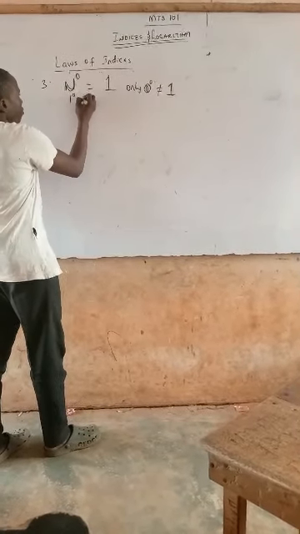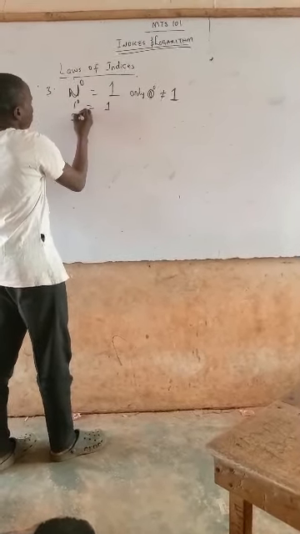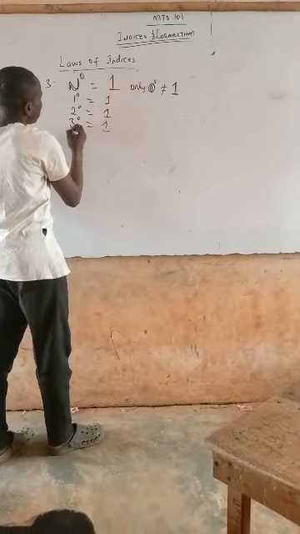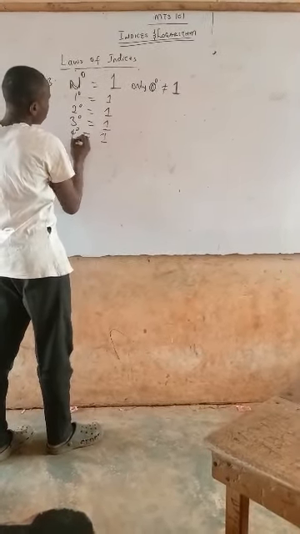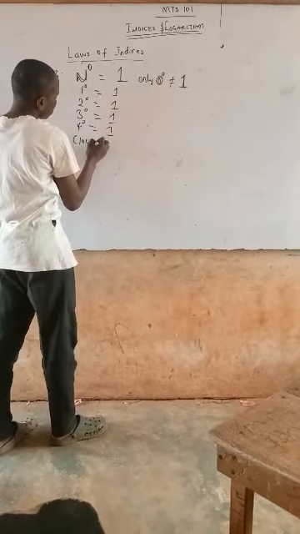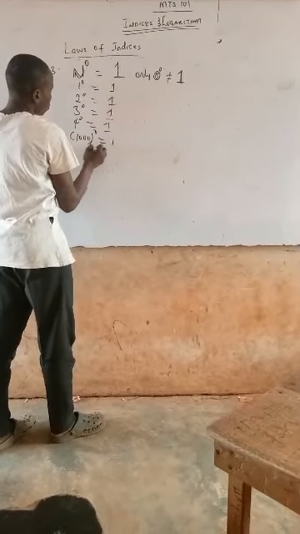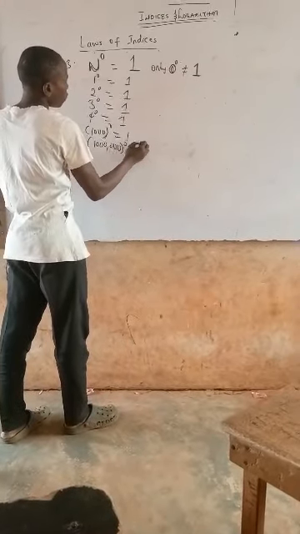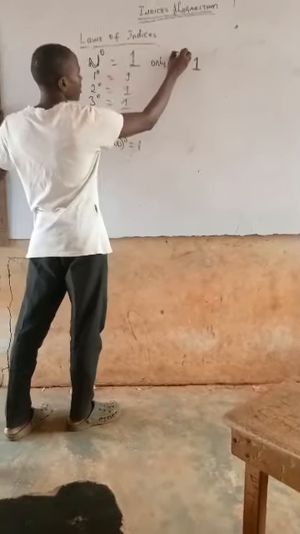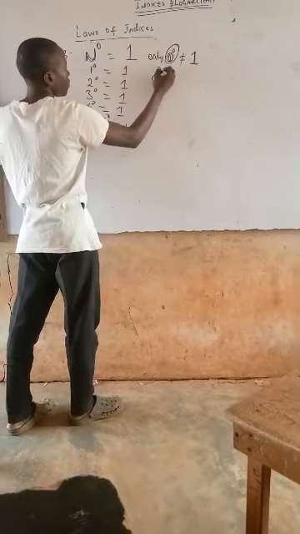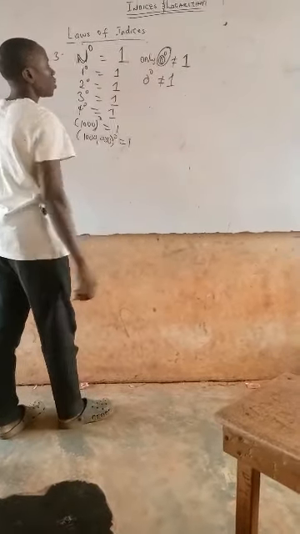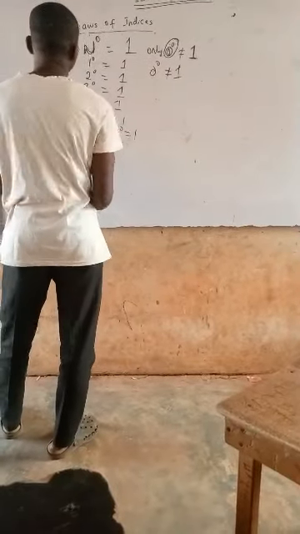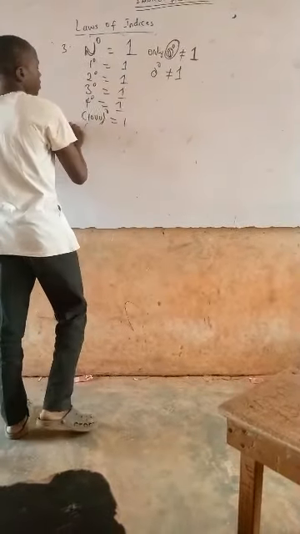1 raised to the power of 0 will give us 1. 2 raised to the power of 0 will give us 1. 3 raised to the power of 0 will give us 1. 4 raised to the power of 0 will give us 1. 1000 raised to the power of 0 will give us 1. 1 million raised to the power of 0 will give us 1. Except 0 raised to the power of 0 will not give us 1. So 0 raised to the power of 0 can never be equal to 1. So that's that.